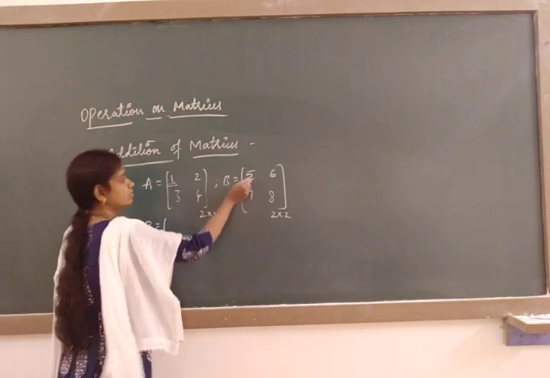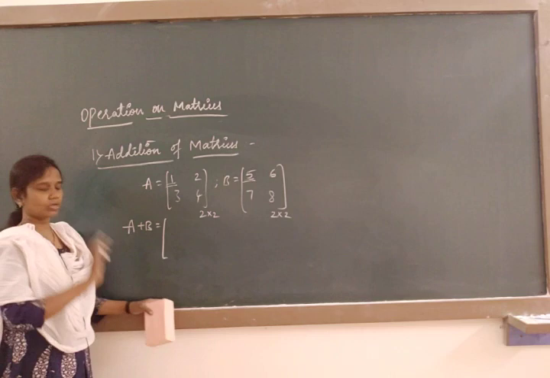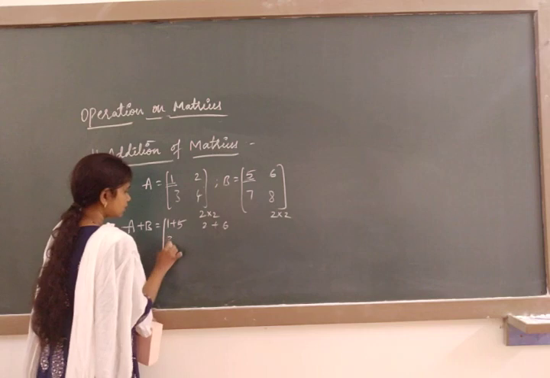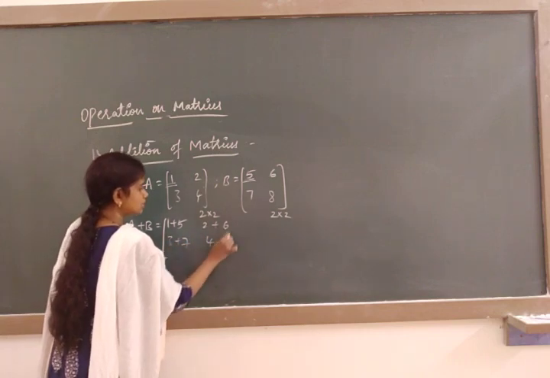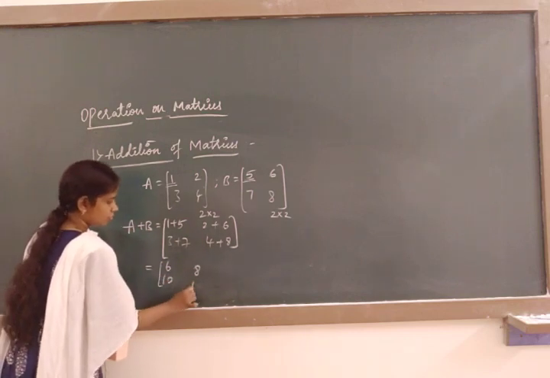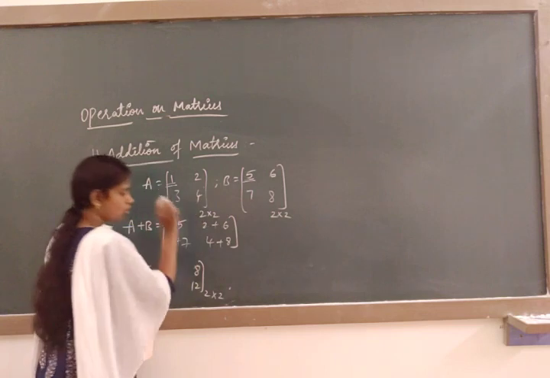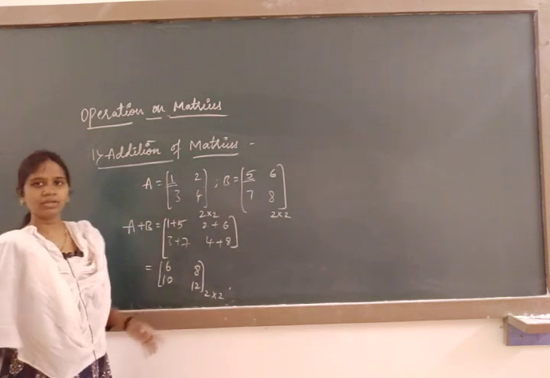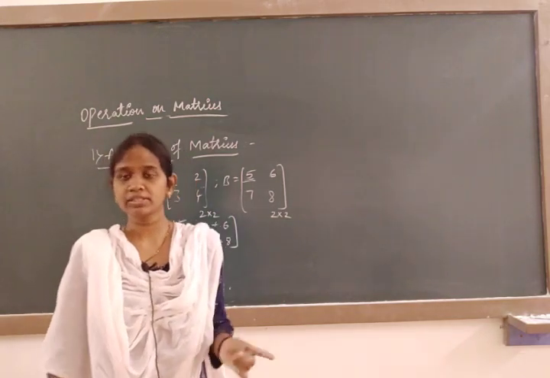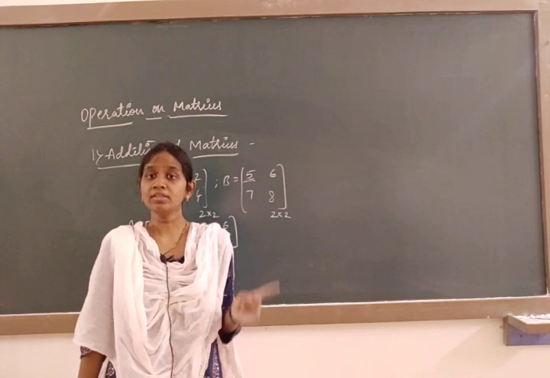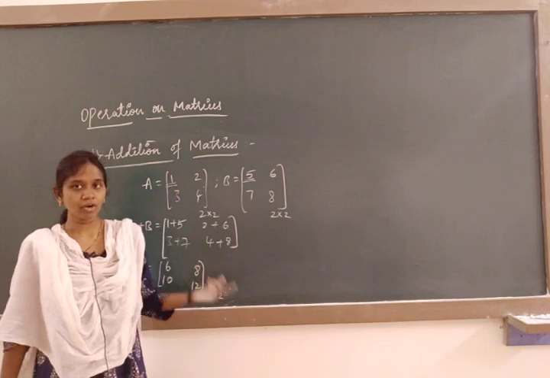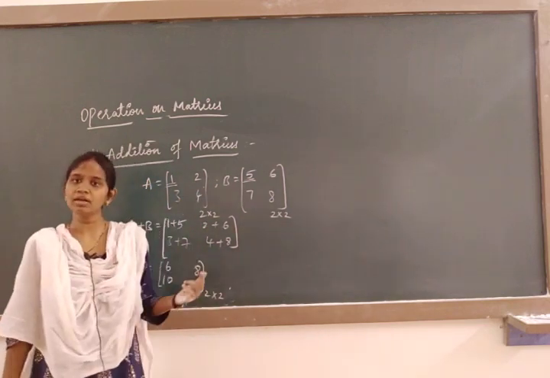1 is added with 5. Corresponding elements only are added. 1 plus 5, this is 2 plus 6, this is 3 plus 7 and this is 4 plus 8. So this is 6, 8, 10, 4 plus 8, 12. The result is also of order 2 cross 2. Okay. So what is our condition, or else the definition, of addition of matrices? 2 matrices are going to be added only when their orders are same. If their orders are same, corresponding elements are added.